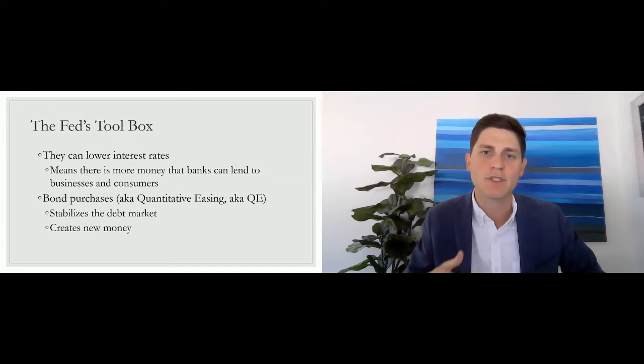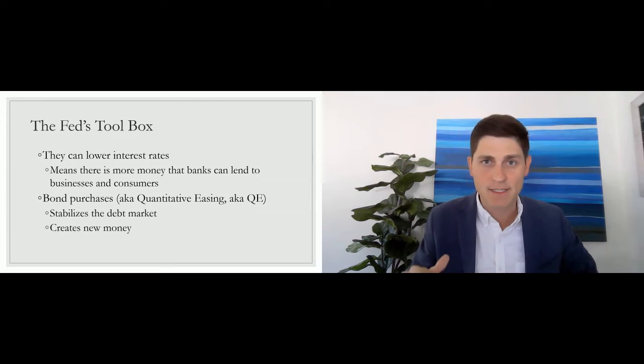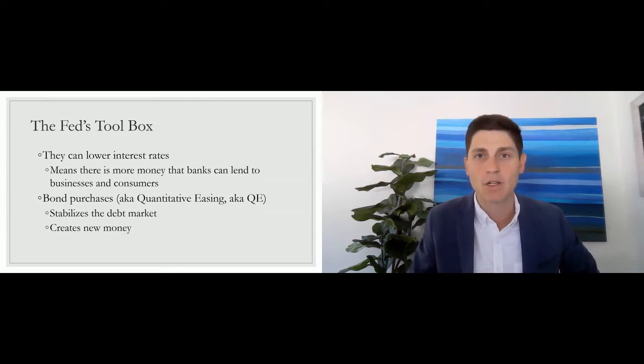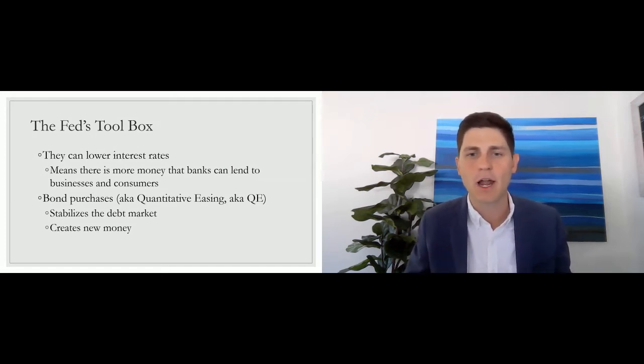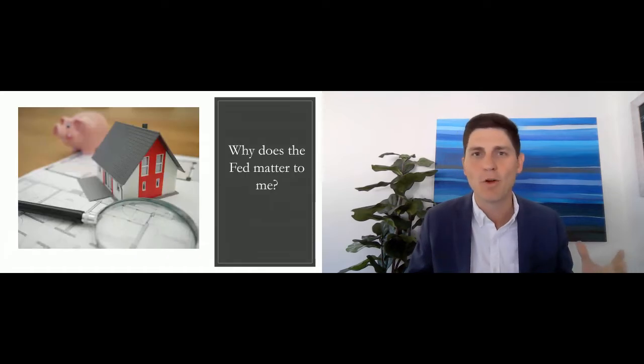The second tool that the Fed has is bond purchases, which you will also see in the news, in headlines. You'll see quantitative easing, or QE. That is literally just a fancy term for buying bonds with new money. That's what the Fed does. So what bond purchases do is stabilize the debt market and create new money.